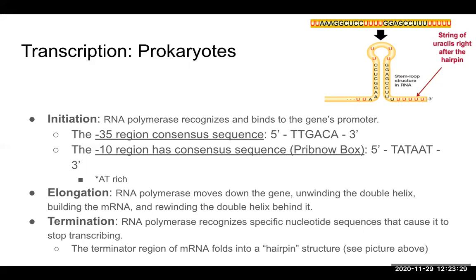The terminator region of the mRNA will fold into a hairpin structure, like I have in this picture right above here. You're going to have a string of uracils after the hairpin. And unlike eukaryotic transcription, there's going to be no addition of a 5' cap, no addition of a 3' poly A tail, and no splicing of pre-mRNA. In termination, there are inverted repeat sequences in the transcript that fold into a complementary stem separated by a single-stranded loop. Then hydrogen bonds between the A and the U base pairs break, which releases the transcript and terminates transcription.